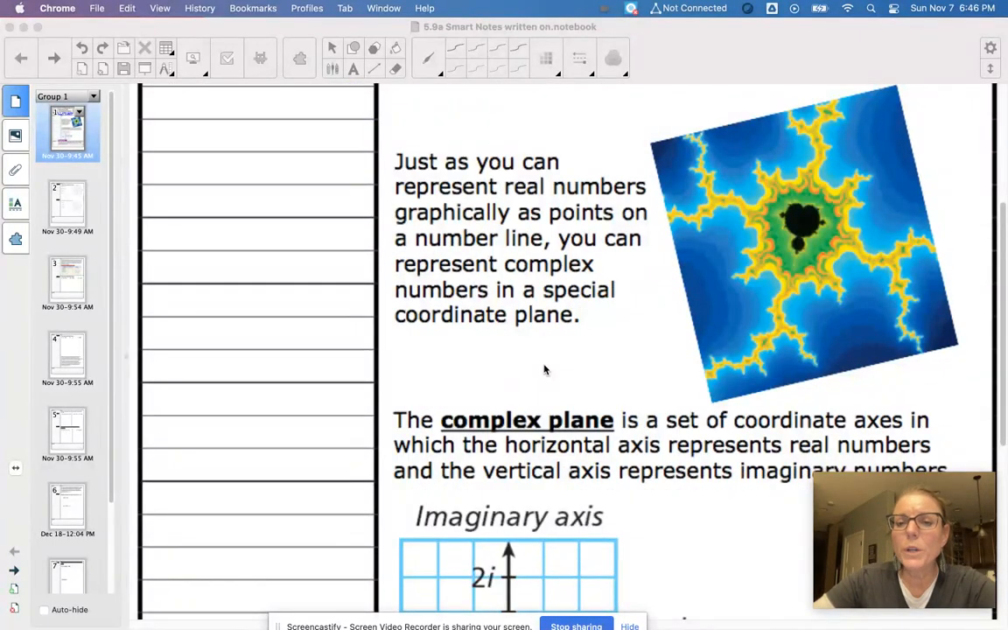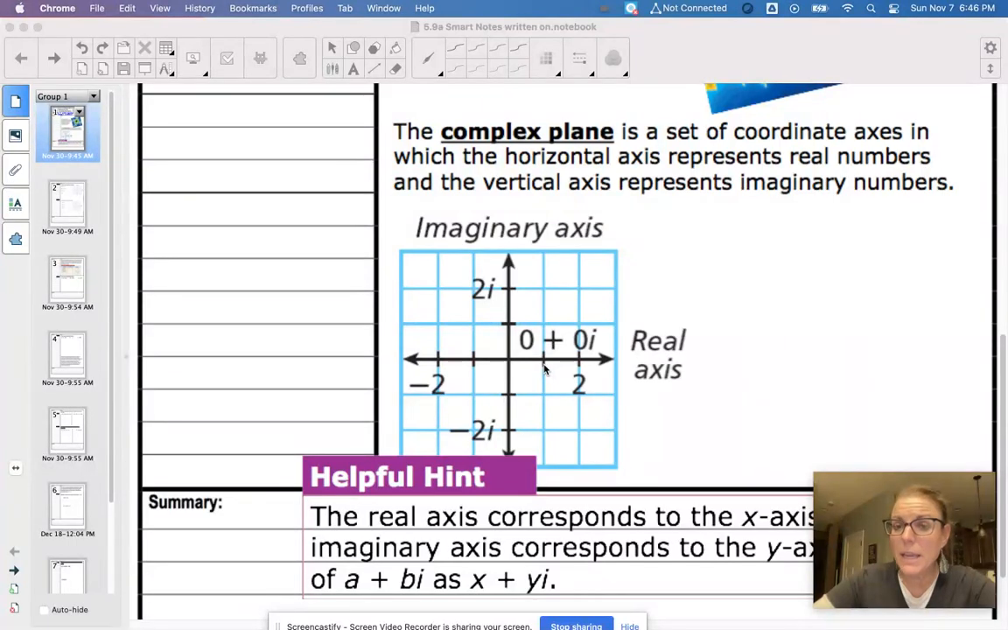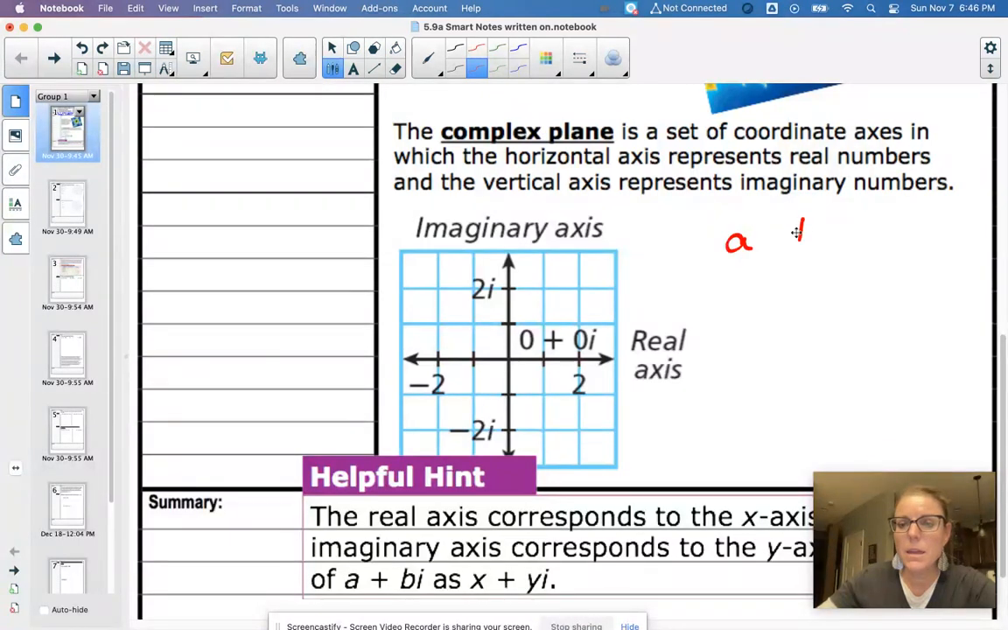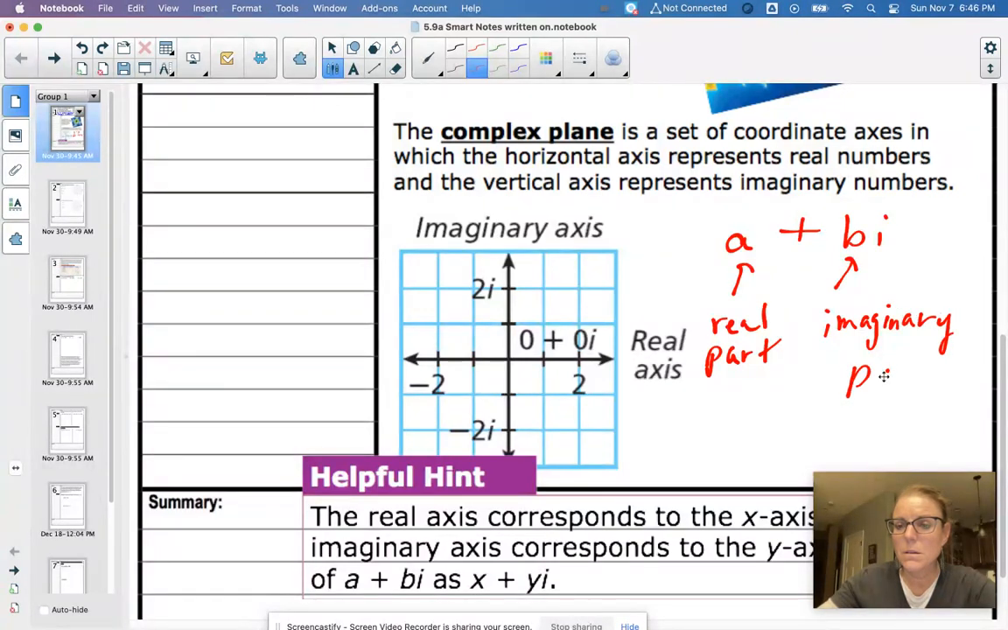Just as you can represent real numbers graphically as points on a number line, you can represent complex numbers in a special coordinate plane. The complex plane is a set of coordinate axes in which the horizontal axis represents the real numbers and the vertical axis represents the imaginary numbers. Remember, complex number a plus bi. This is the real part, and this is the imaginary part.